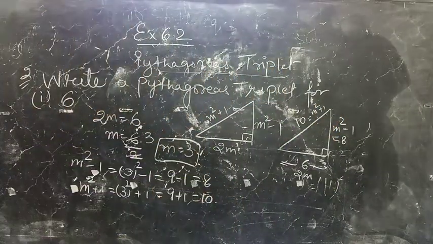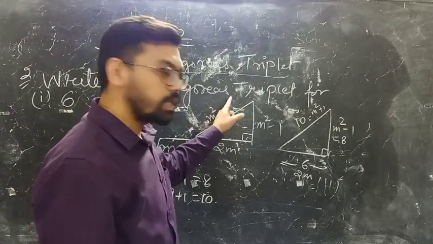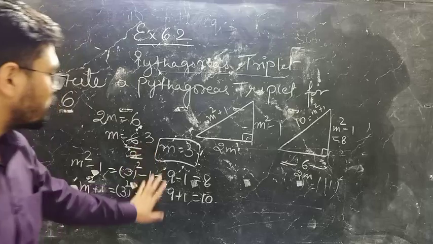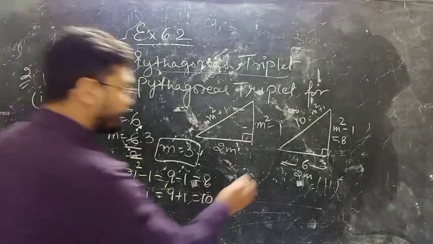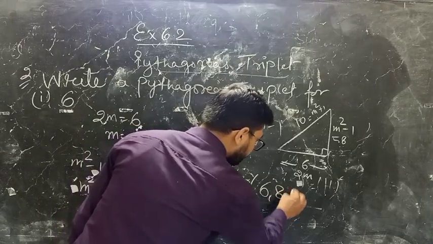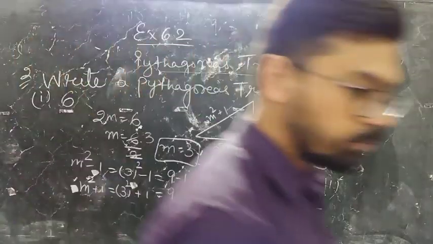Please note down this question first, then I will explain why you have not put m square plus 1 equal to 6 or m square minus 1 equal to 6. So this is the solution. The triplet is 6, 8, 10. So 6, 8, 10 is the triplet. This is the Pythagoras triplet. Okay, note it down fast.